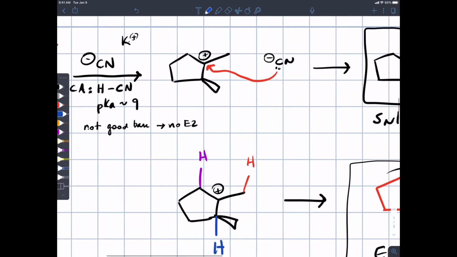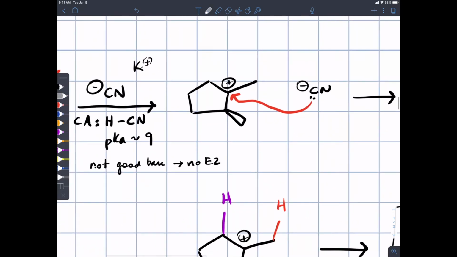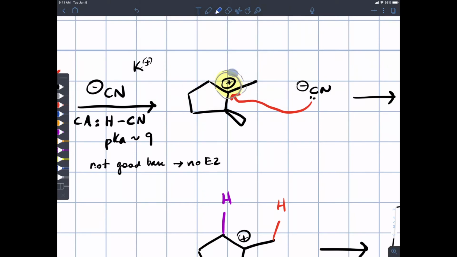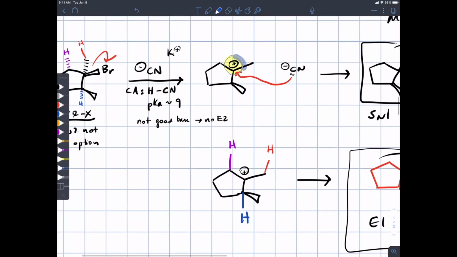We don't have to worry about it though, because in this intermediate, the empty p orbital is evenly spaced between the top face and the bottom face. So it no longer matters whether you're syn or anti; that just goes away completely. And now the only requirement is that you be able to line up with that p orbital.